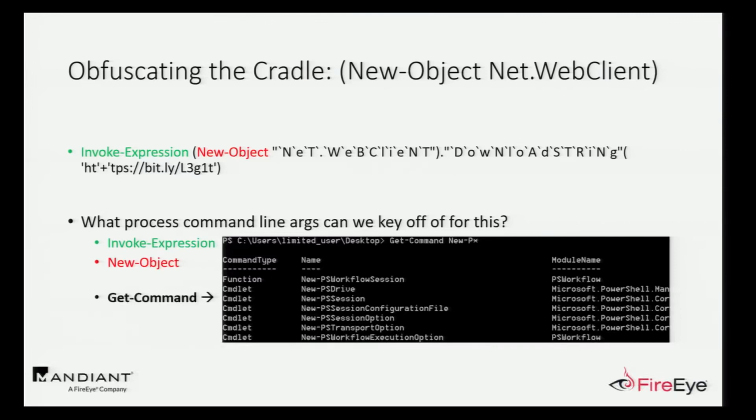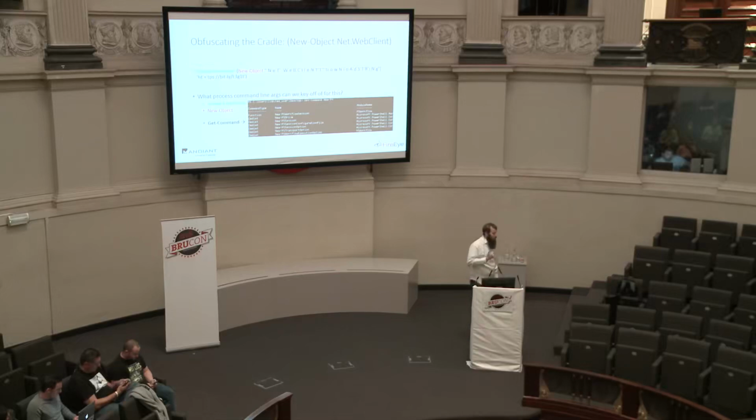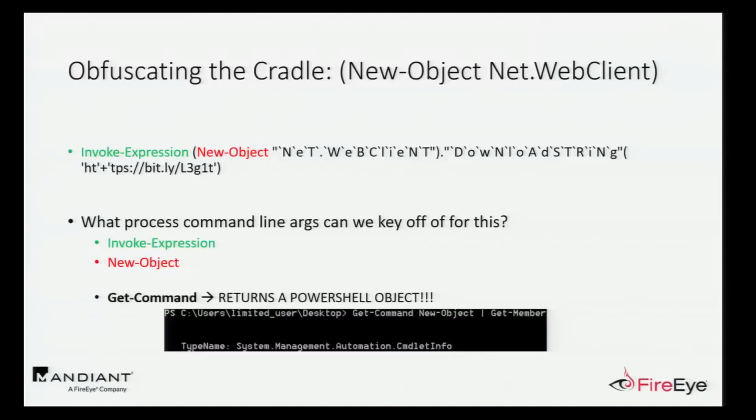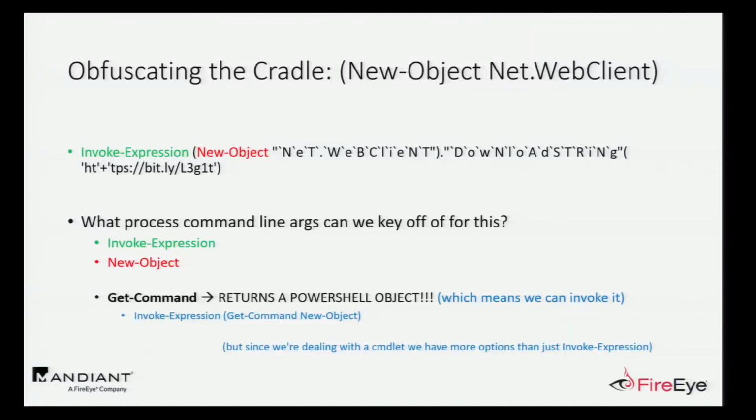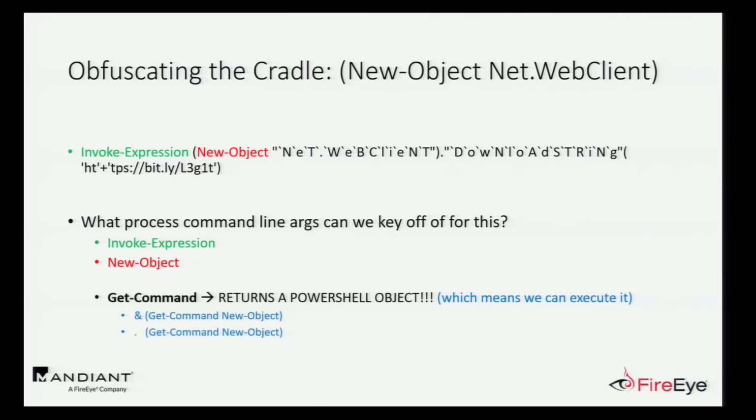Now with PowerShell, it's not returning text. These are PowerShell objects that are being returned. What does that mean for us? That means that as an object, we can invoke that object. So the output from Get-Command New-Object, if we invoke expression that, it's the same as calling New-Object. And since we're dealing with a commandlet, we can use Invoke-Expression, or we can use invoke operators, an ampersand or a dot.